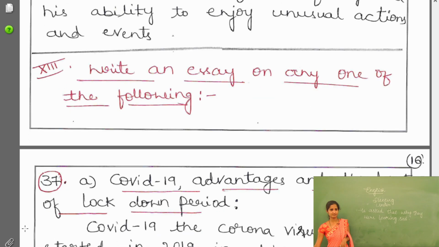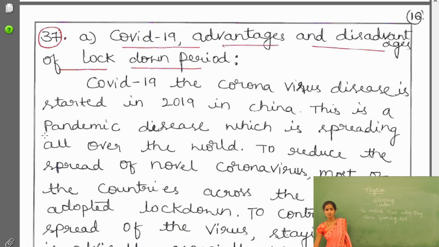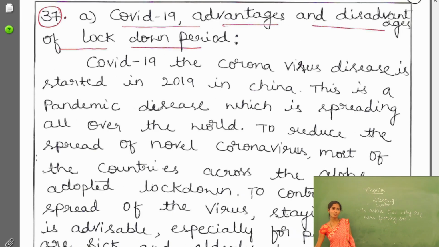And the 13th main, it is about essay. The most important essay this year is COVID-19, what we are facing at present, right? That is really a great curse of God to the entire humankind. So here you can get an essay on COVID-19, either advantages and disadvantages of the lockdown period, and one more essay is there, coronavirus prevention and vaccination. Very soon I will post that essay in your Google Classroom.